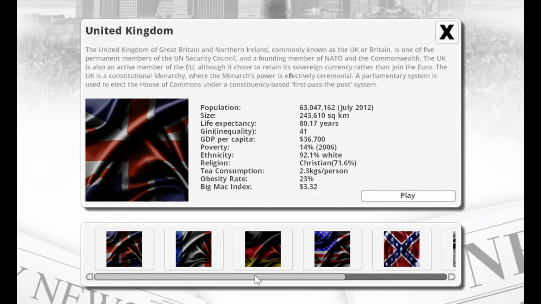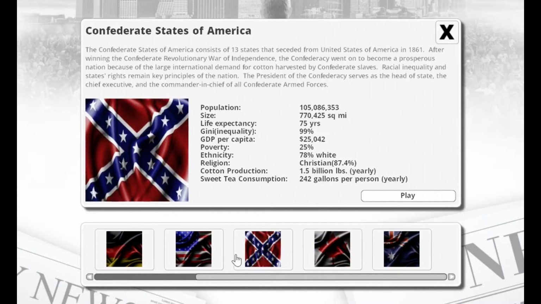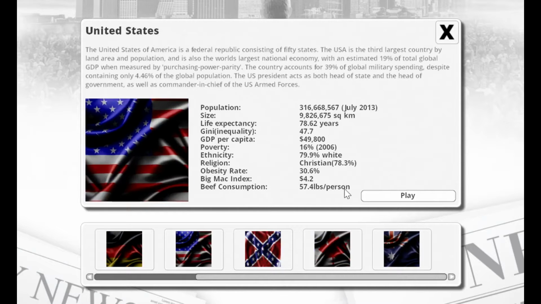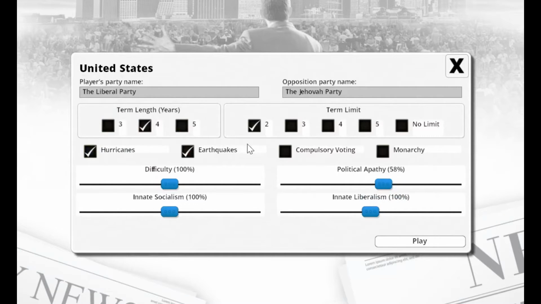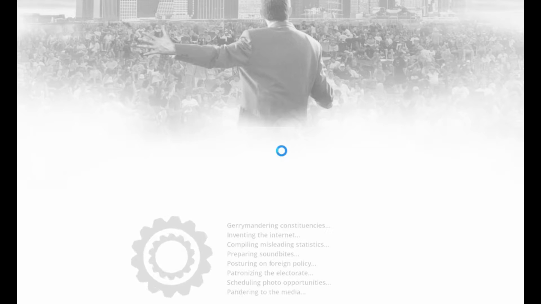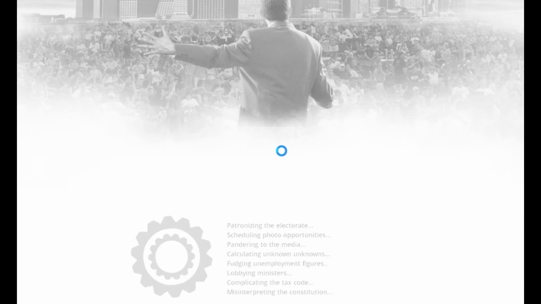Now who do I want to be? I will be a Confederate of United States. Now understand that none of this is how I would really run the country. This is good. This is not at all how I would run a country. And now we wait. Or unless the game froze.